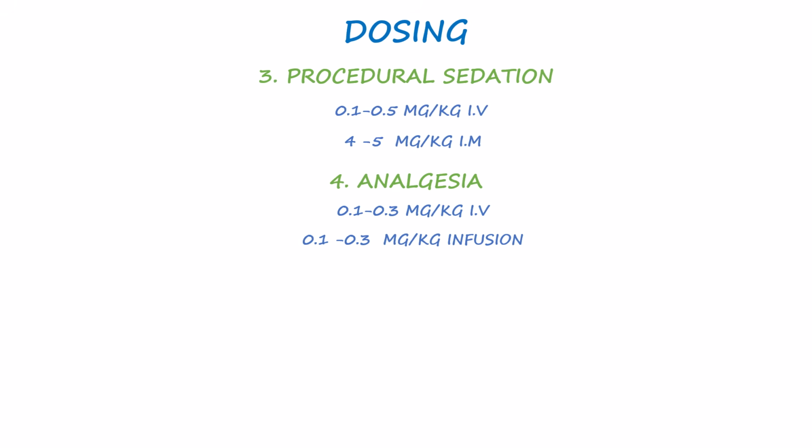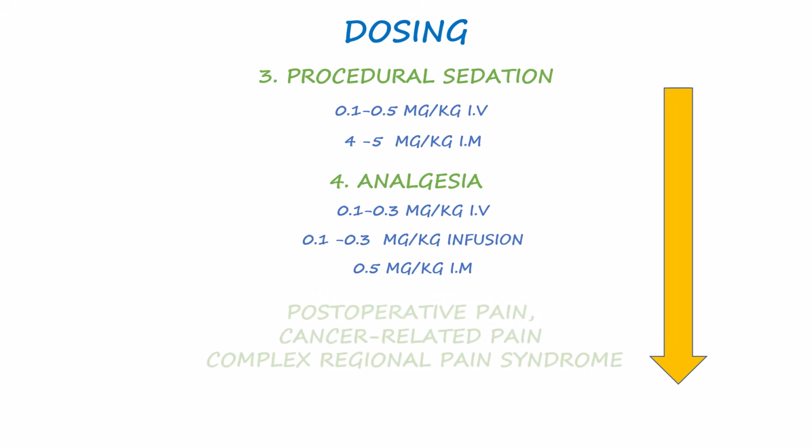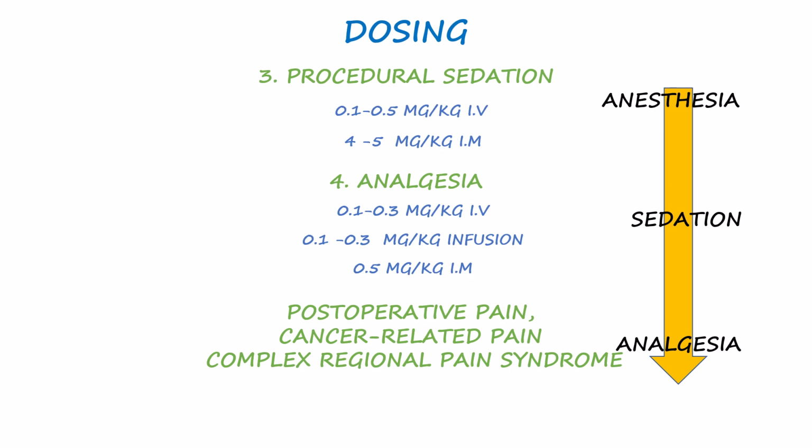Alternatively, a small intramuscular dose of around 0.5 milligrams per kg can be used when intravenous access is not available. Such subanesthetic doses can also be used for analgesia in conditions like postoperative pain, cancer-related pain, and complex regional pain syndrome. As you can see, we don't have to remember the dose accurately, the doses get reduced depending on the level of anesthesia, sedation, or pain relief we need.